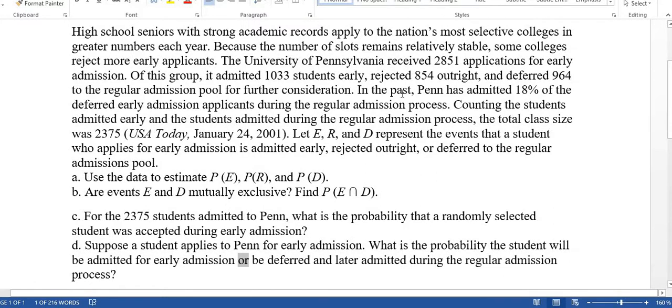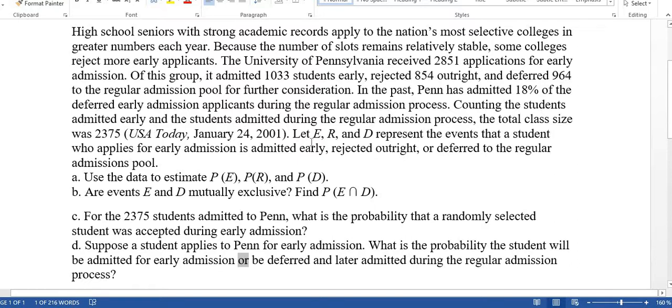And then in the past, Pennsylvania has admitted 18% of the deferred early admission applicants. So this 18% is the probability of admitted students out of deferred students. So this is a conditional probability. And then, counting the students admitted early and the students admitted during the regular admission process, the total class size was 2,375. So these are admitted students, which includes both early admitted and later admitted students.